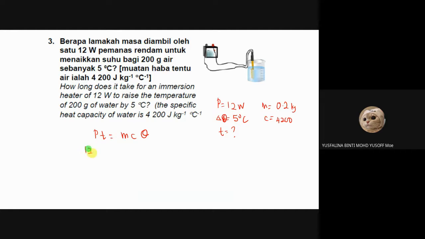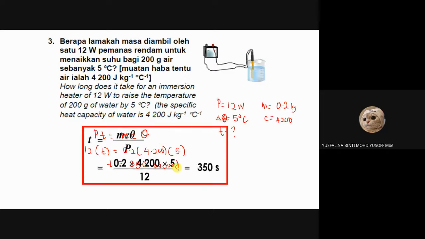So the power is 12, the time you need to find, and the mass is 0.2. The C is 4,200 and theta is 5. So find for me the T. 350 seconds. So just leave it like that. Don't change to minute unless the question asks you to change. Just leave it in second. Okay, good.